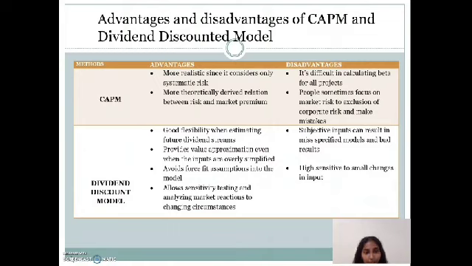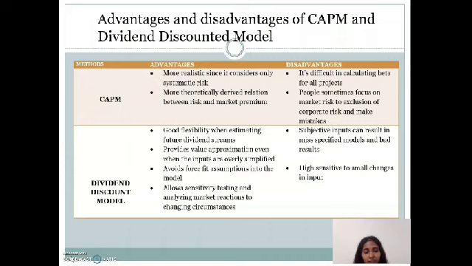The advantages of CAPM are that it is more realistic since it considers only systematic risk, and it has a more theoretically derived relation between risk and market premium. The disadvantages of CAPM are that it's difficult to calculate beta for all projects. People sometimes focus on market risk to the exclusion of corporate risk and make mistakes.